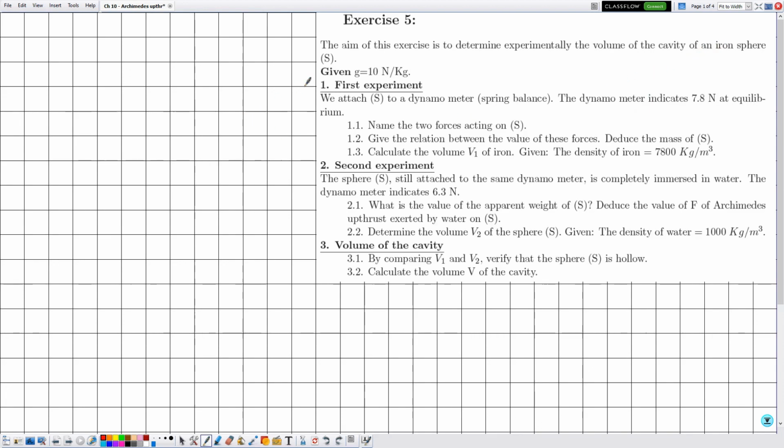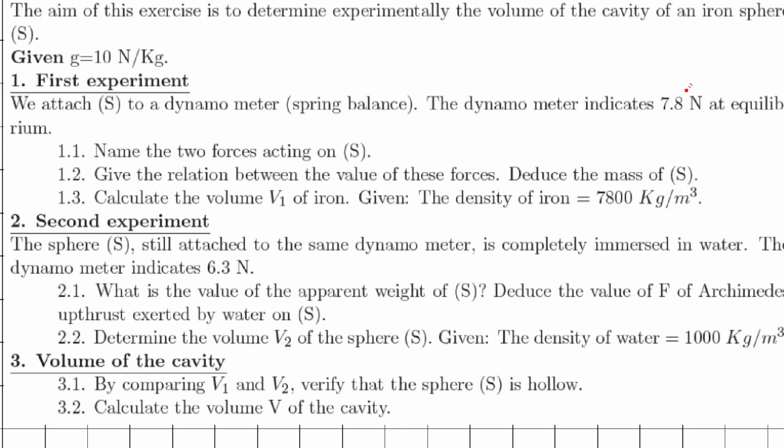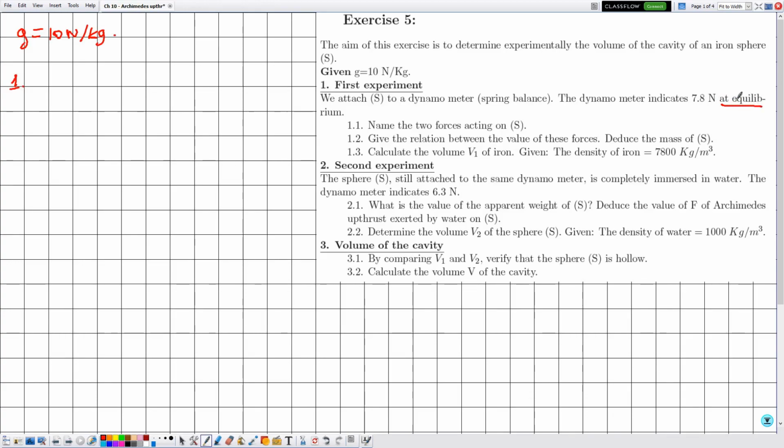So let's check out. Given that g is equal to 10 newtons per kilogram, which means that we are performing this experiment on Earth, on the surface of Earth. Then number 1, first experiment. We attach S to a dynamometer. So here by dynamometer they mean spring balance, and we know that the spring balance measures the weight. The dynamometer indicates 7.80 newtons at equilibrium. Okay, here because they didn't mention any liquid, so we suppose that the solid S is attached to the spring balance in air. So 1.1.